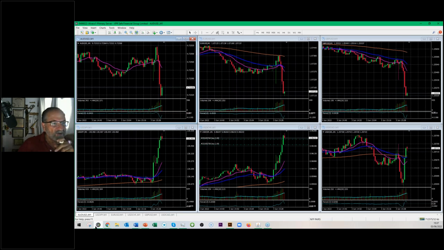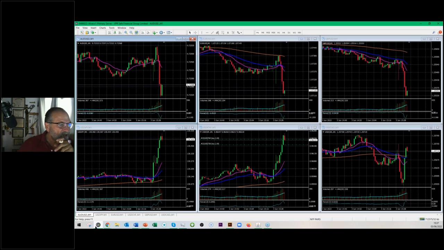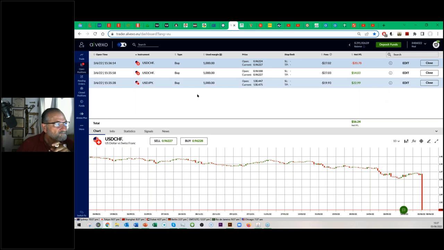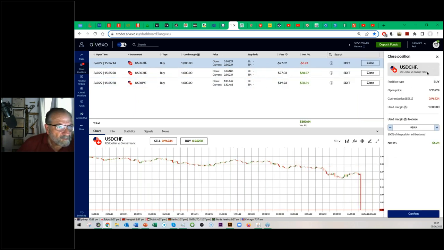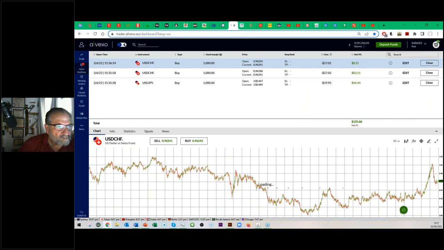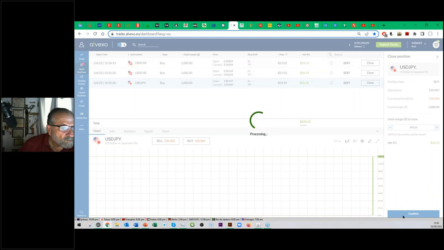The Aussie dollar, the euro dollar are weakening, reversing. So is the dollar yen, so is the dollar Swiss. I think it's time to get out of these again. My server and my station is working slowly today. That's for damn sure. Can see it's dawdling along here.